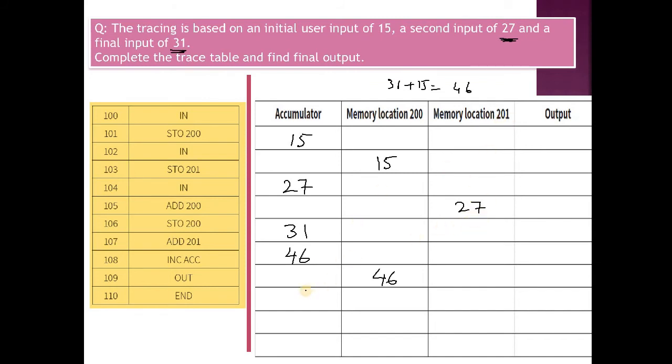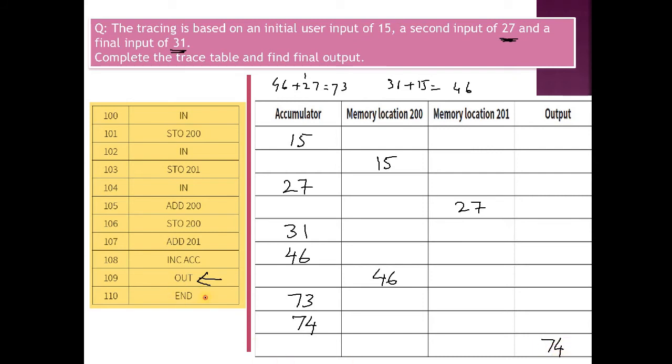So 46 plus 27, this is equal to 73. So this will become 73. Then increase accumulator. The value of accumulator will be increased. This will become 74 and then output. So output will be sent. Okay. Here this is 74 and the program will be ended here.